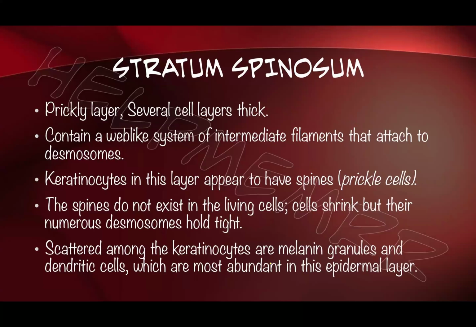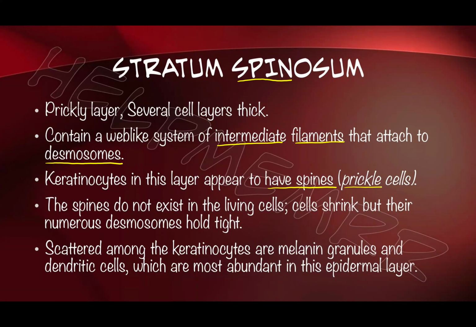Next, we have the stratum spinosum. And the thing that you're going to see that comes out of there is spines. That's because there are going to be these intermediate filaments and they attach onto desmosomes. And since it looks like these intermediate filaments are coming out, this is going to have these little spines or prickle cells. So we call it the stratum spinosum because it's the spiny layer.